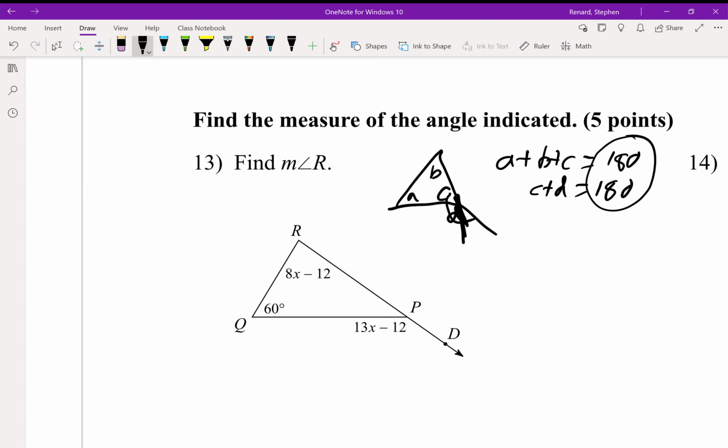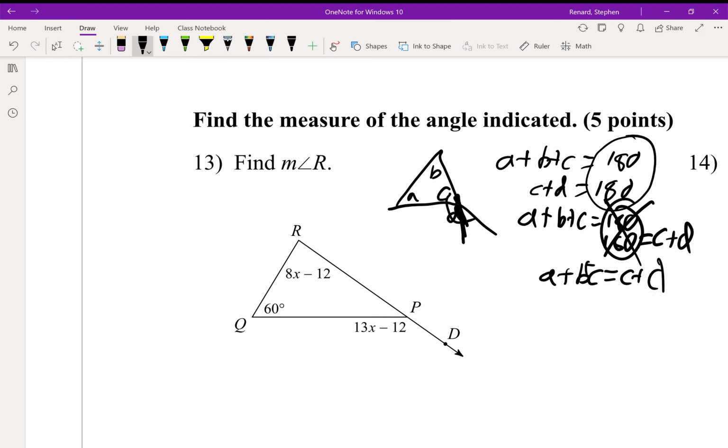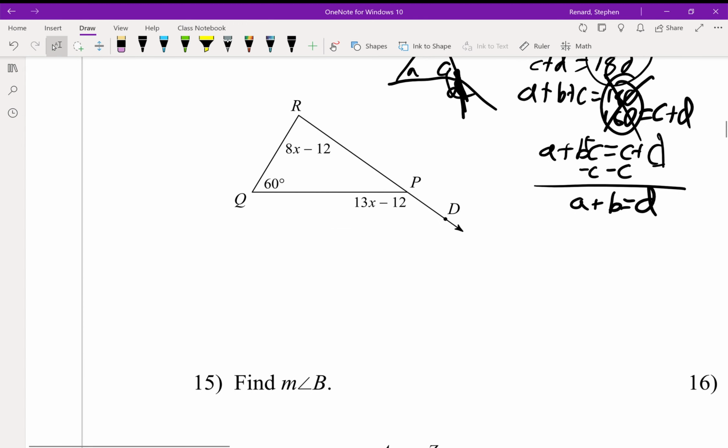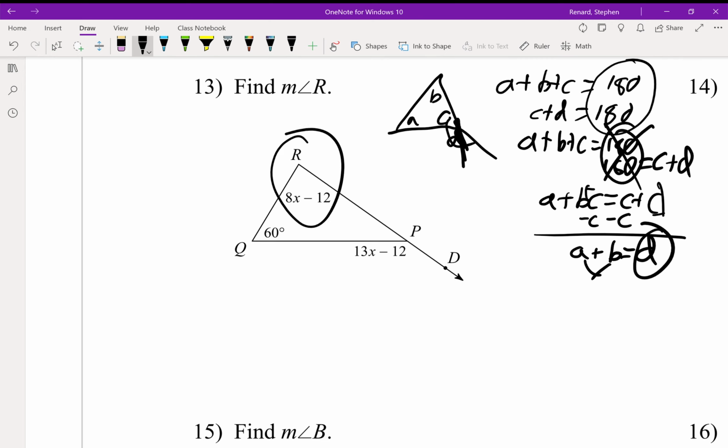Well, if A plus B plus C equals 180, and 180 equals C plus D, because they both equal 180, they equal each other. A plus B plus C equals C plus D. Subtract C from both sides, and I get A plus B equals D. So that means this is the exterior angle theorem, should be in your notes. It says that the measure of the exterior angle is equal to the sum of the two remote interior angles. So how does that play off for this one, number 13, where we're looking for angle R?